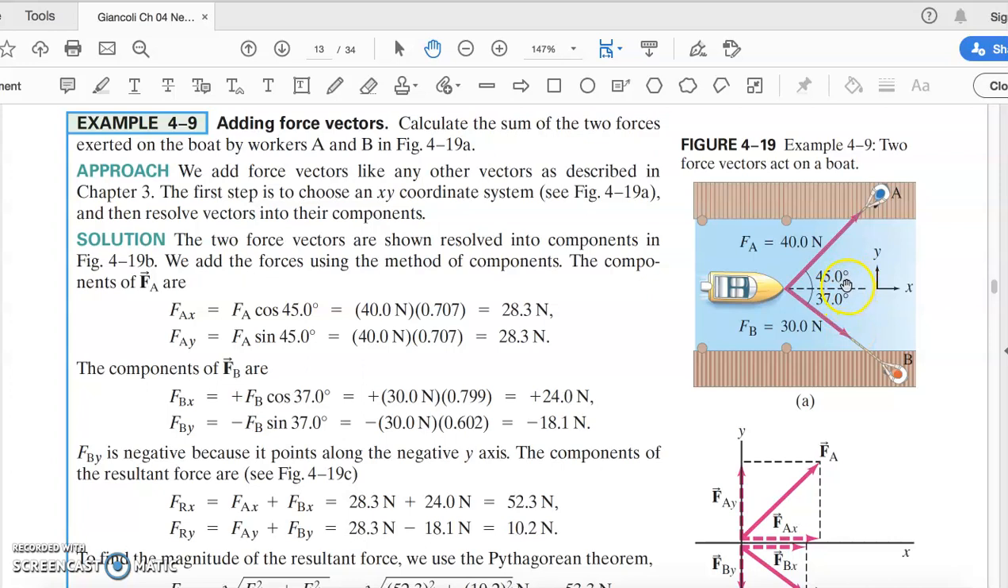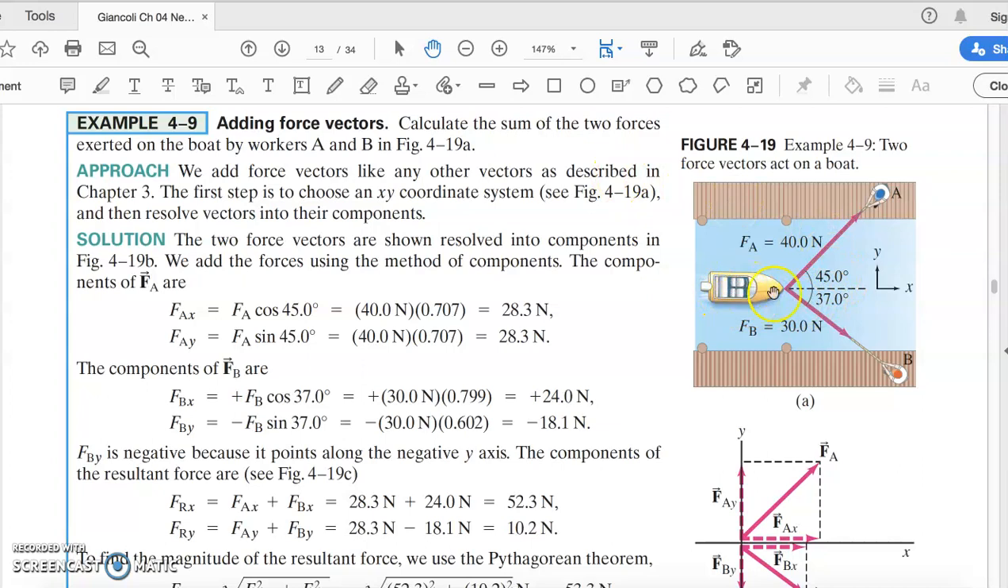Now, we are in front of an example, and the example is also just adding force vectors. Again, we have more than one force, and each force is, of course, a vector quantity, and we want the resultant force. You see the question: calculate the sum of two forces. It means we need the sum of the two forces, or the resultant of the two forces, or the net force that is exerted on the boat by workers A and B in this graph.